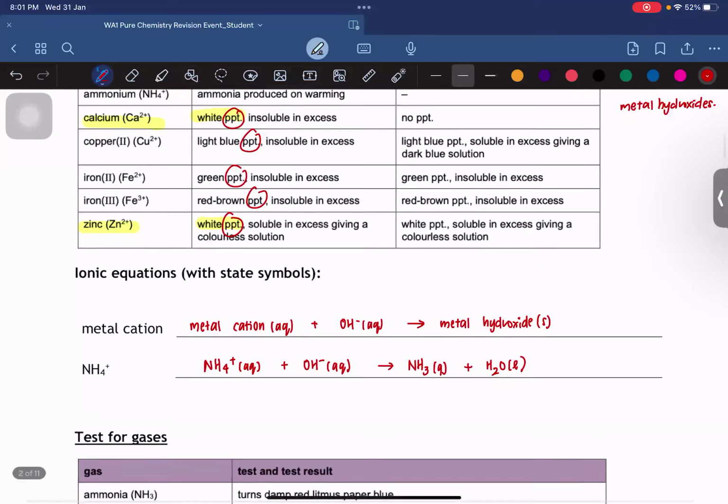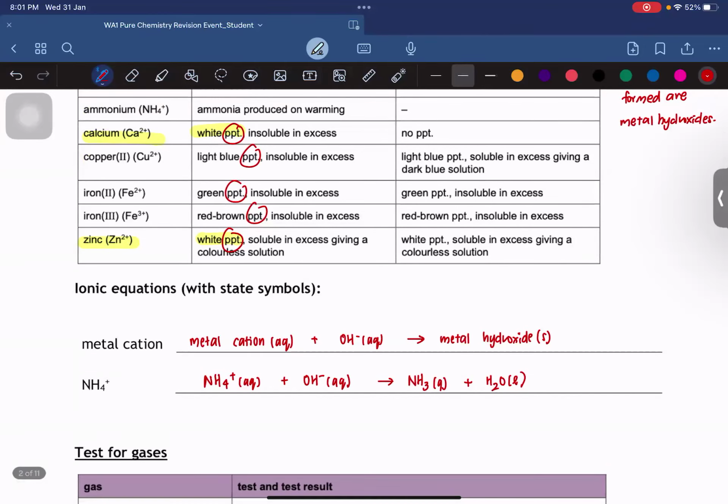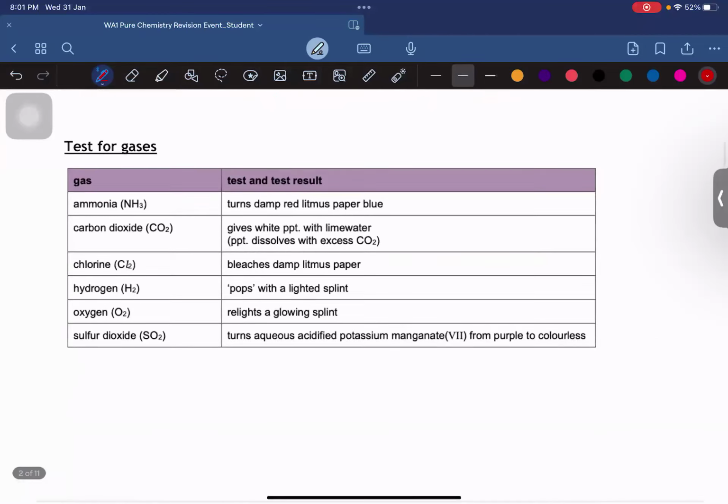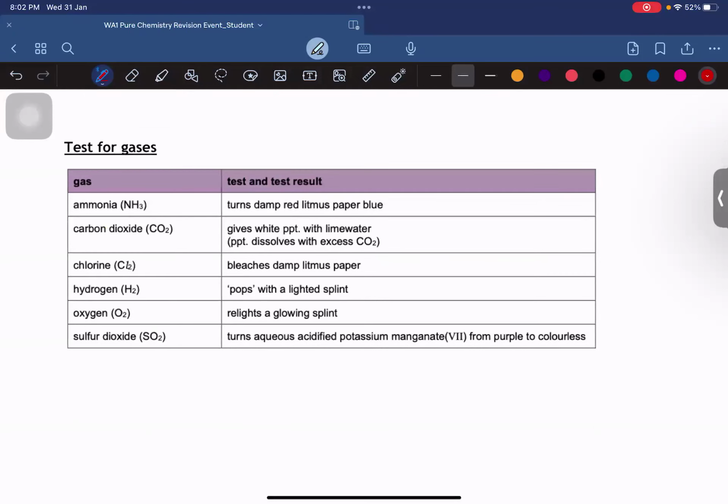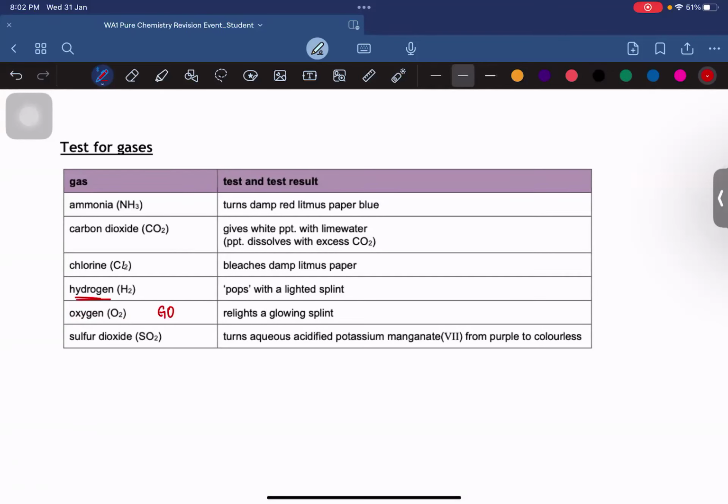Okay, now the next one, once we are all done, everyone done? Now, let's take a look at the test for gases. The test for gases, like I said, your school would probably have gone through this with you. You have probably done experiments regarding this as well. Just remember to test for oxygen, glowing splint. How I remember it: G-O. To test for hydrogen, lighted splint. How I remember it: your HL milk. So go buy HL milk. That's how I remember it. Okay? If you cannot remember, this is how I do it.